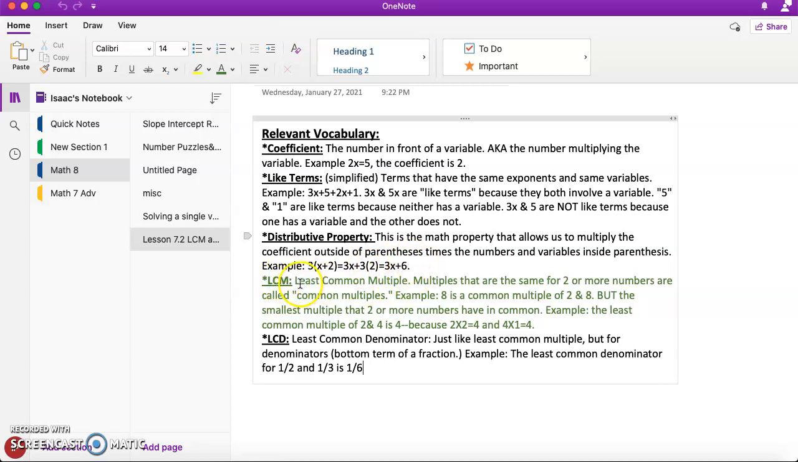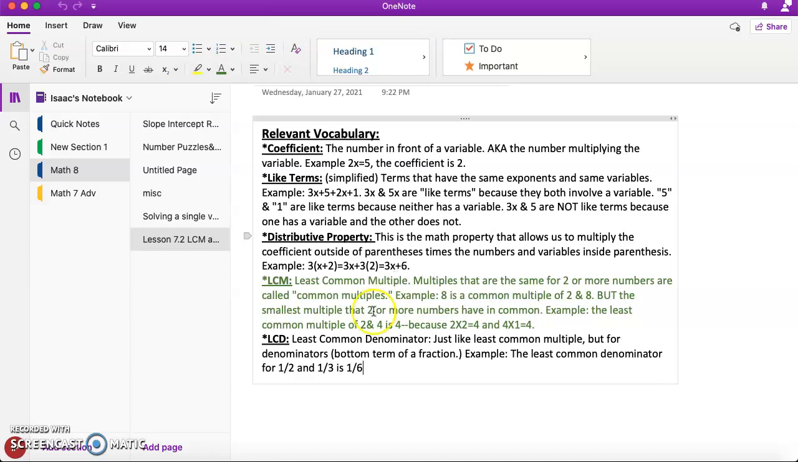All right, now here's a green one. This is one you don't have to write down, but it's still useful to hear. A least common multiple. Multiples that are the same for two numbers are called common multiples. For example, 8 is a common multiple of 2 and 4, but the smallest multiple that two or more numbers have in common is called the least common multiple. So the least common multiple of 2 and 4 is 4, because 2 times 2 is 4, and 4 times 1 is 4.